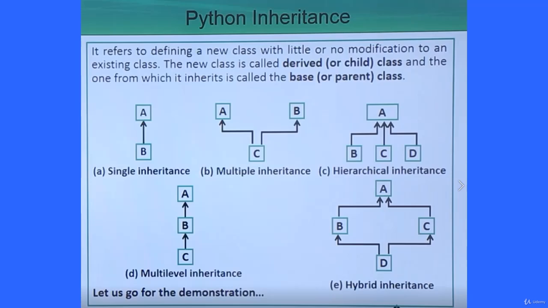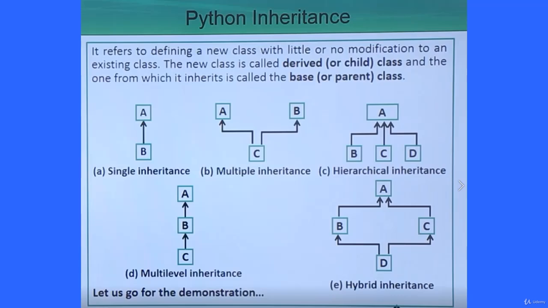In this way you can also have another combination of multiple and hierarchical inheritance. From multiple base classes one derived class, and from one base class to multiple derived classes. That can also happen, and it is known as multiple hierarchical inheritance. So here we have discussed the different types of inheritance. Let us go for one practical demonstration for better understanding.